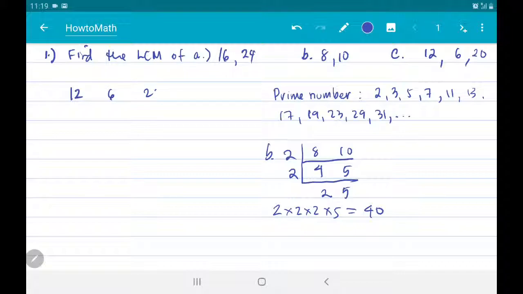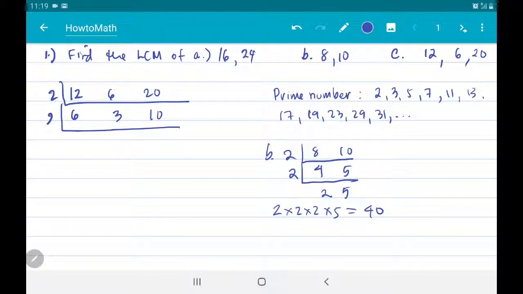12, 6, and 20. They are divisible by 2. I think it's obvious. This is 6, this is 3, and this is 10. Again, they are still not all prime, so we can divide the three numbers by 2. So 6 divided by 2 is 3. 3 divided by 2 cannot be, so just copy 3 here. And 10 divided by 2 is 5. Now they are all prime numbers.